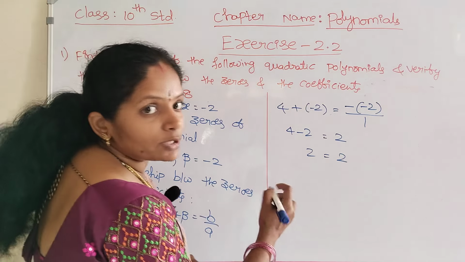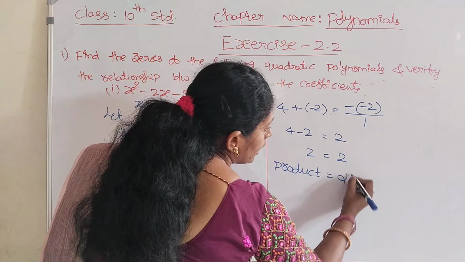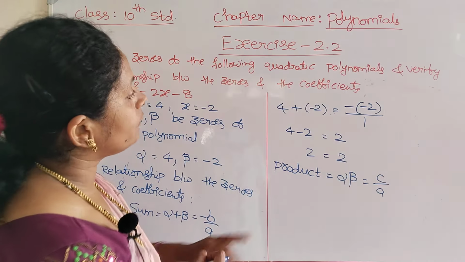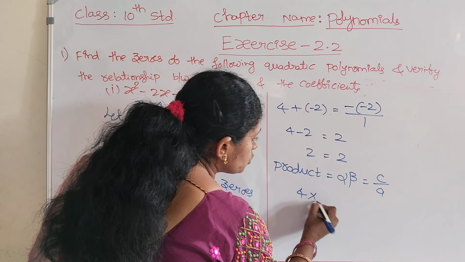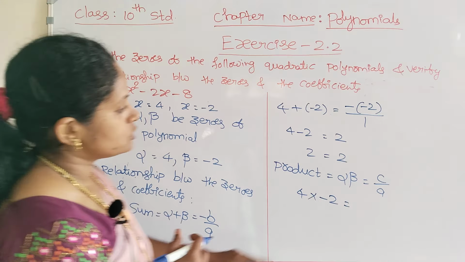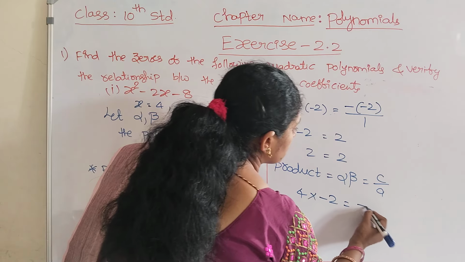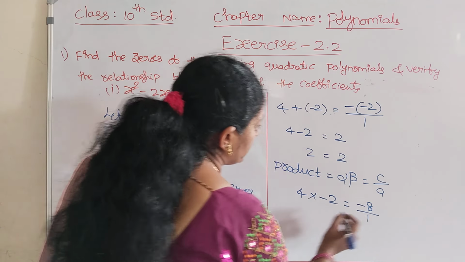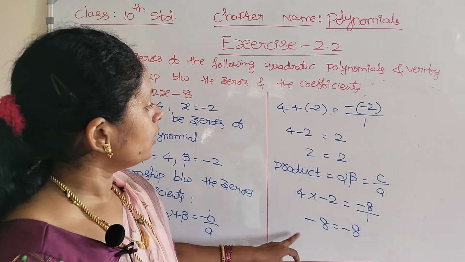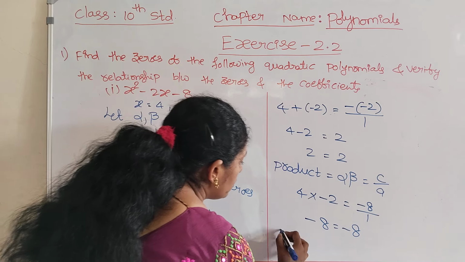Next, let us calculate the product. Product, alpha into beta, equals c by a. Alpha is 4 and beta is minus 2, so we did the multiplication. What is c? The constant minus 8 divided by a, which is 1. 4 into minus 2 is minus 8, equals minus 8. If we see the answers of these two, both are equal. So, hence verified.